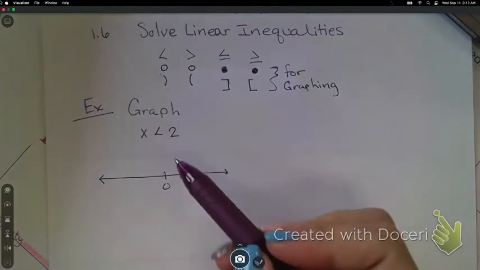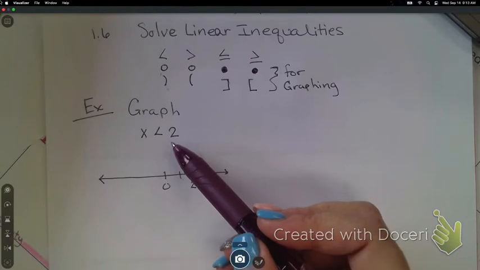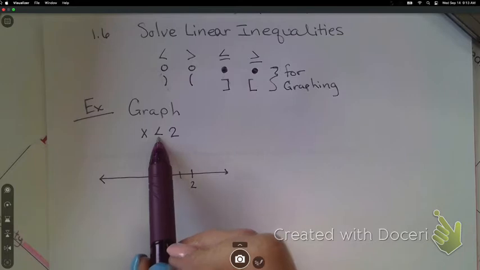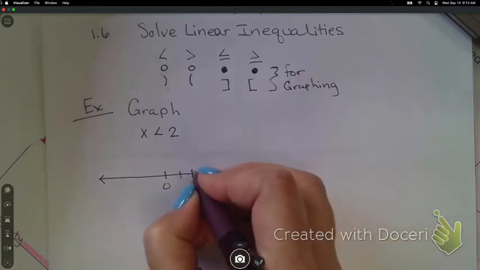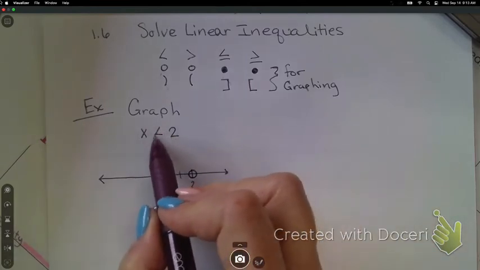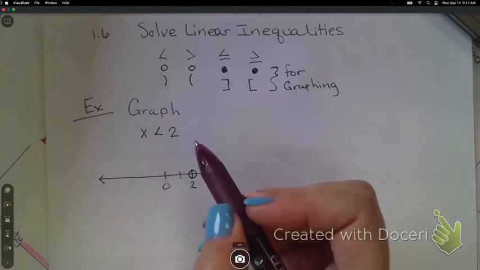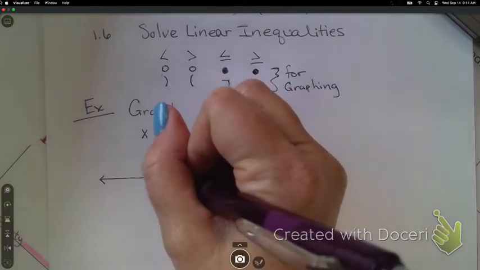So, am I going to use an open circle or a closed circle? Which sign do I have? Right here. It is an open circle. I said open. So an open circle at 2, and that means x is smaller than 2, right? So is that to the left or to the right? It is to the left. So I just do this.